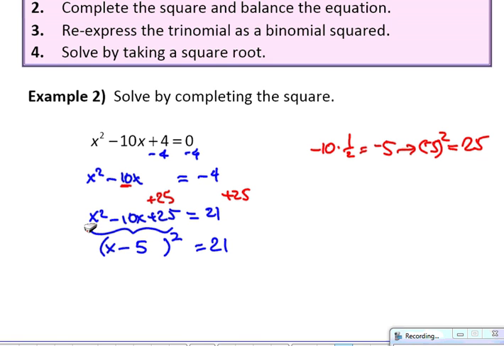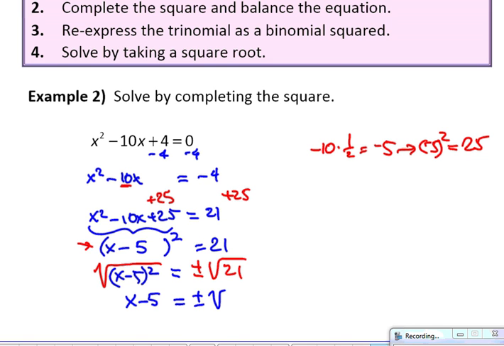Then I'm ready to solve it, because now I've got it into position where I can solve it by using the square root property. So I'm going to take the square root of both sides, and this will be a plus or minus. In here I have the x minus 5 squared, so when I take the square root of x minus 5 squared, it leaves me with x minus 5. And over here I have plus or minus the square root of 21.